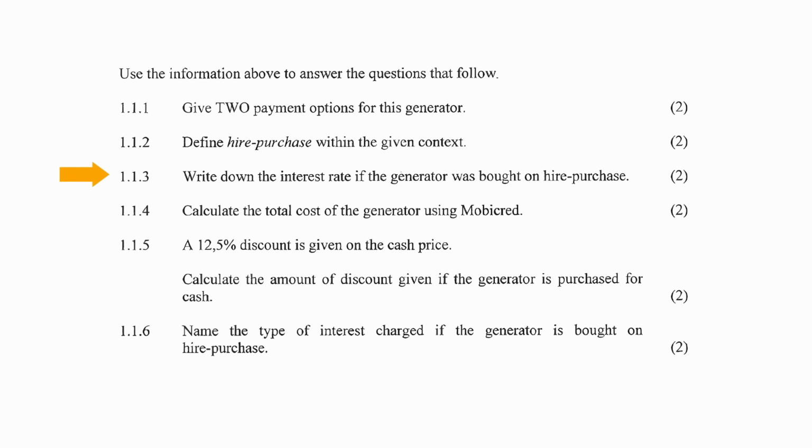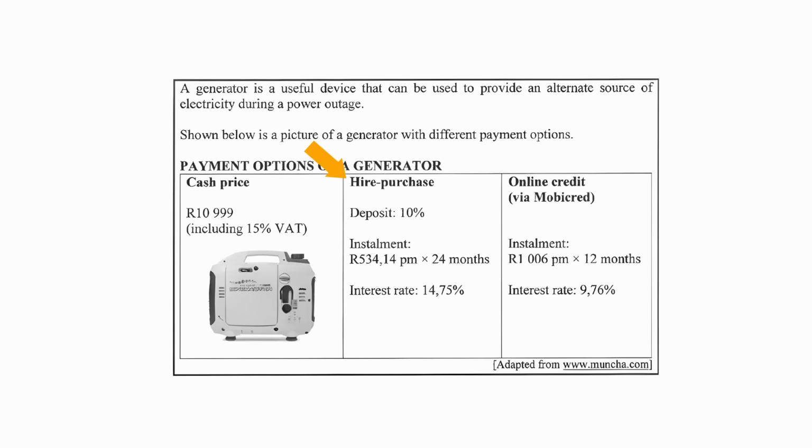In question 1.1.3, you are instructed to write down the interest rate if the generator was bought on hire purchase. The interest rate for the hire purchase option is 14.75%.